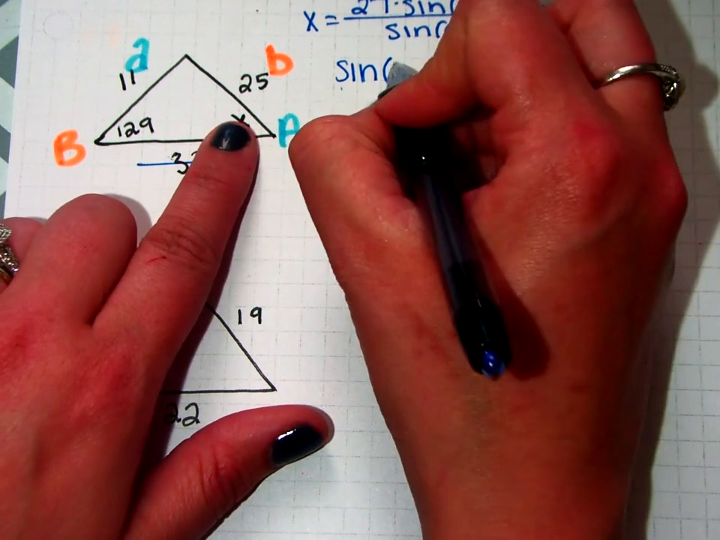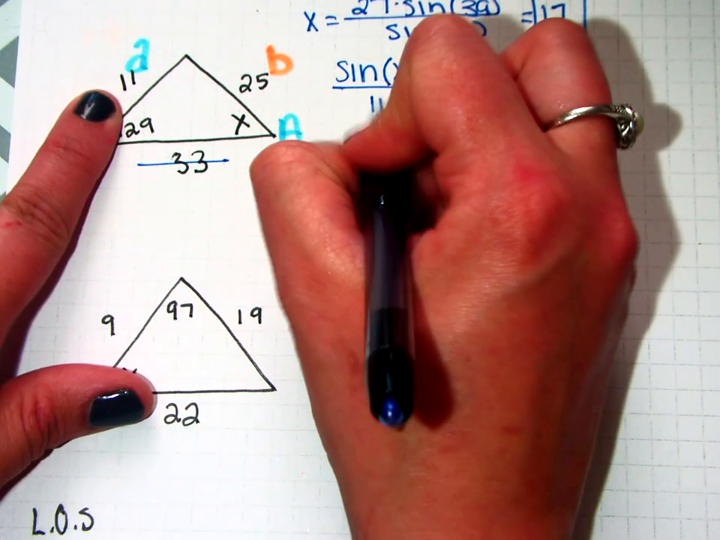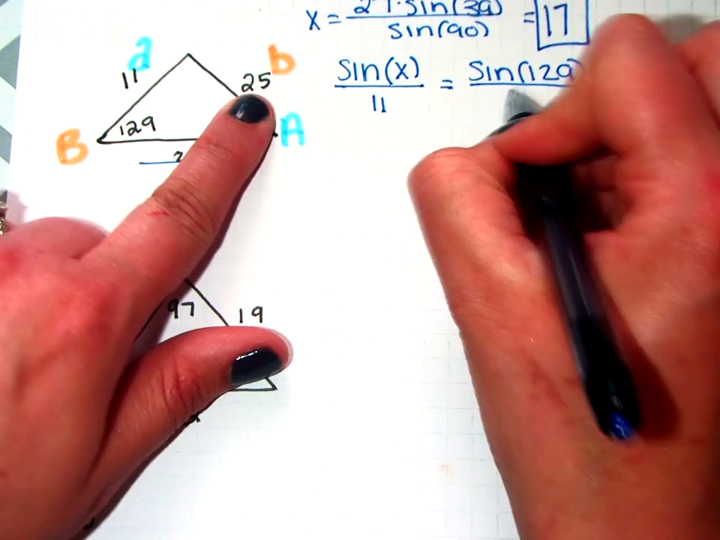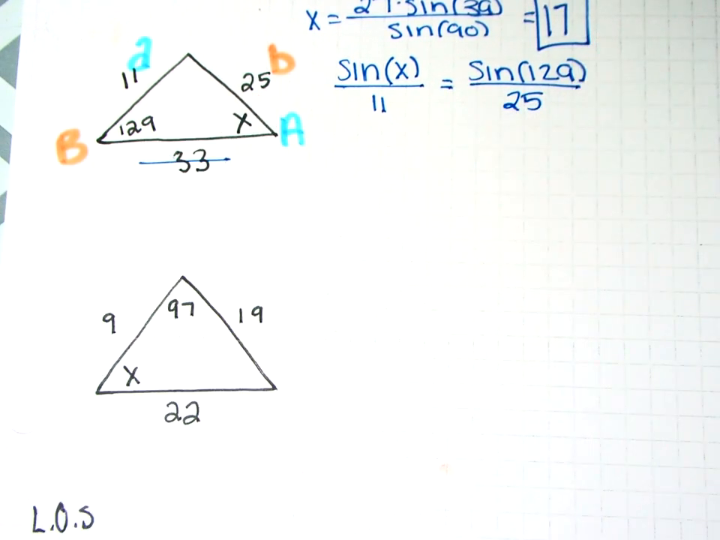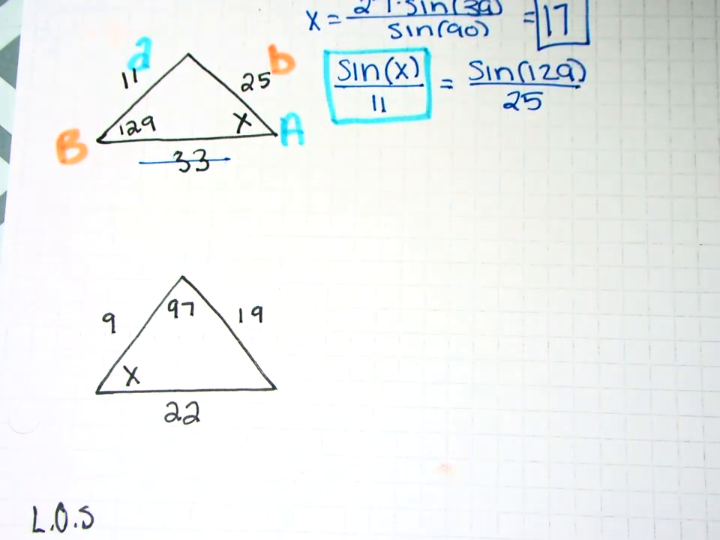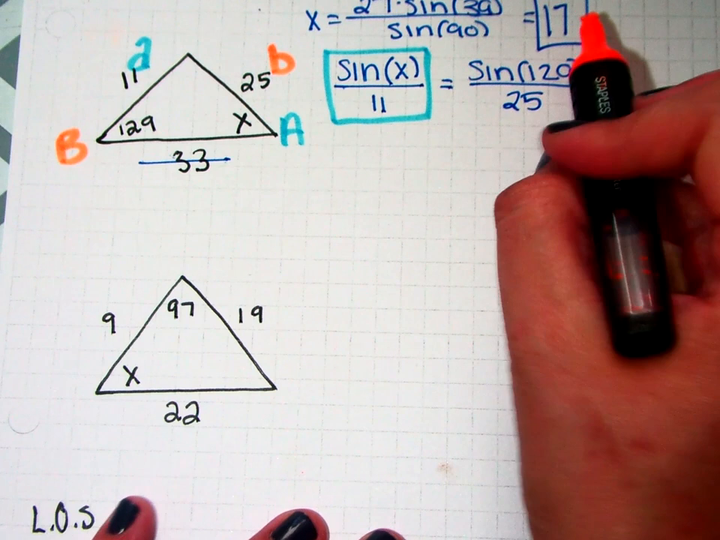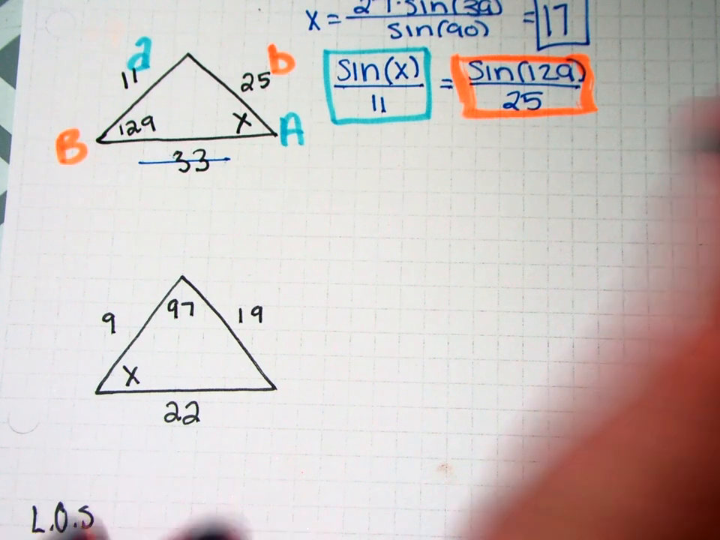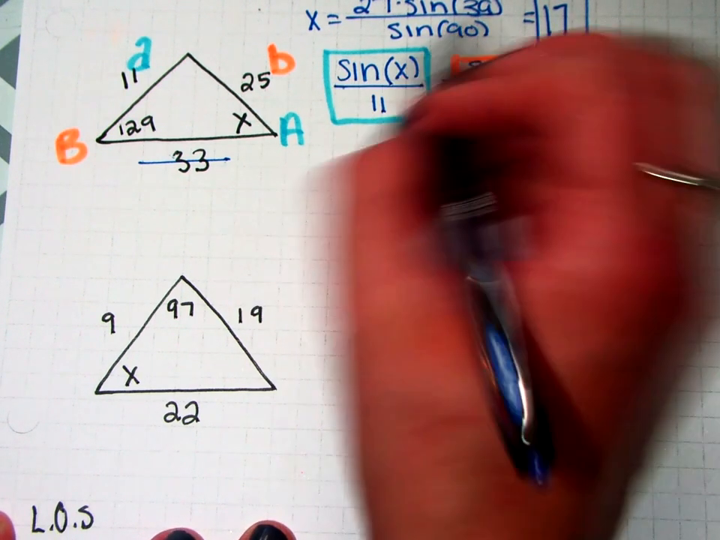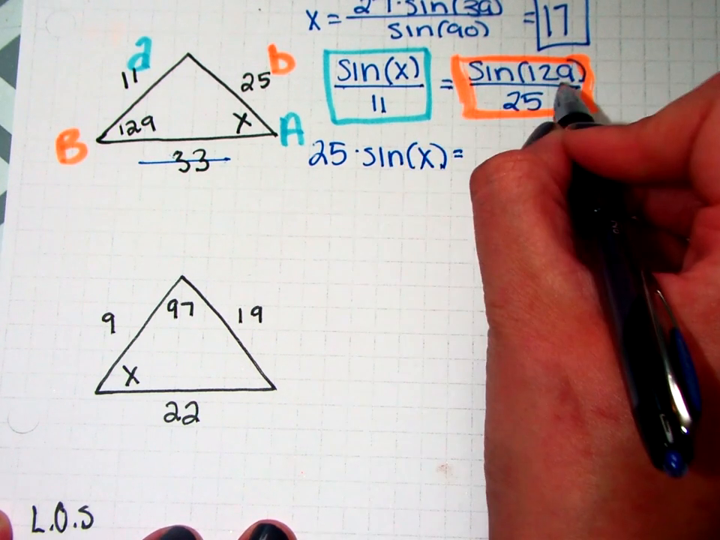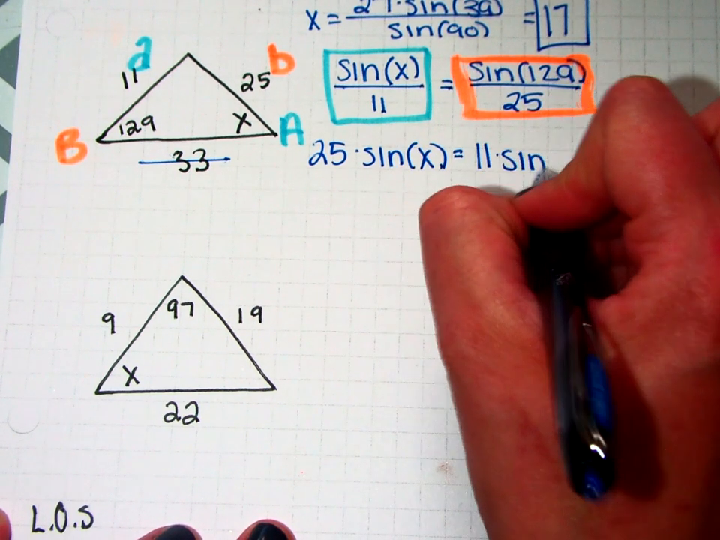Sine of X over 11 equals sine of 129 over 25. And again, all we've done is set up our proportion. We need 2 sides and 1 angle to do this problem correctly. So there's a little bit of extra info on this example, just to make sure you're paying attention and solving the right way. So I'm going to cross multiply. Sine of X times 25 is just 25 times sine of X. 11 times sine of 129 is 11 times sine of 129.